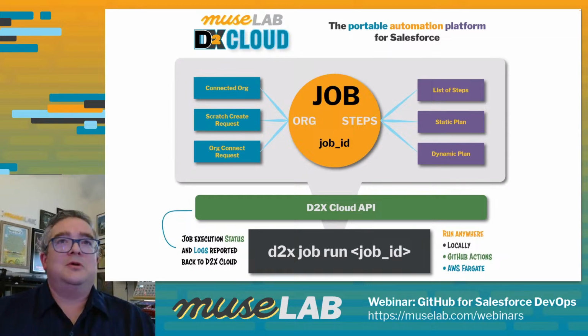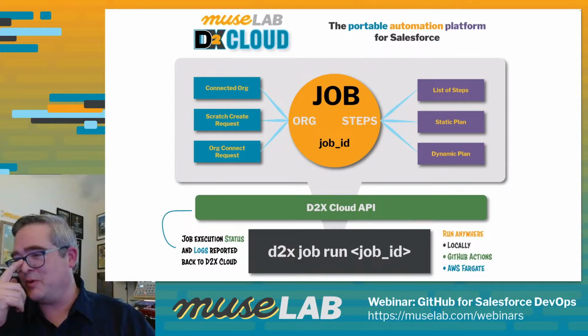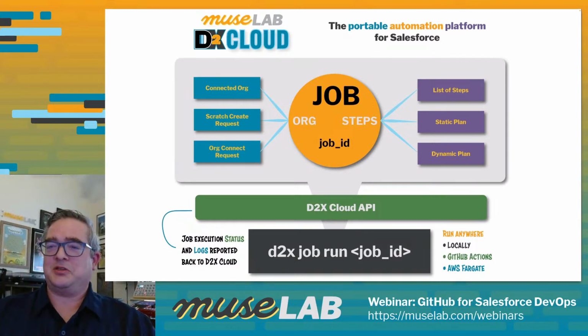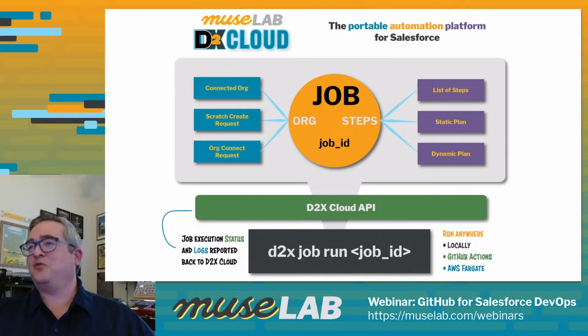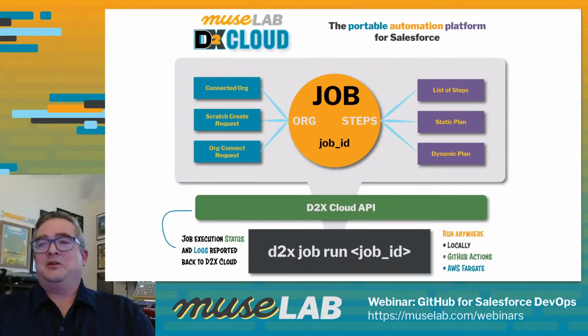And then the last one, which is part of why this is near and dear to me right now, is our first product that I'm building for MuseLab, D2X Cloud, which is basically a platform for running automation against Salesforce orgs from GitHub repositories. So this is built as a GitHub app. When you install it into a GitHub repo, a tenant gets configured for the organization. The repositories all get set up and configured.